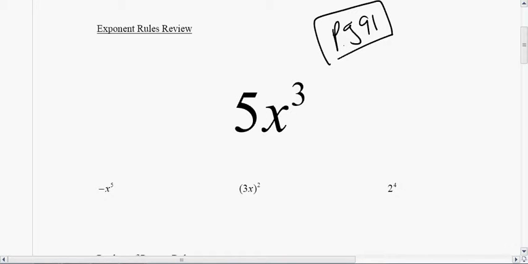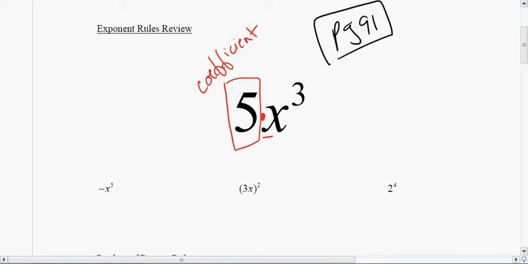So starting off with just the parts of a monomial, the 5x cubed that I have here, there are three different pieces, and the vocabulary words that describe them are helpful to know. The 5 in front, this piece right here, is of course the coefficient. I think that might just have one F, not two F's, but that's all right. You know what I mean. And this means 5 times x cubed.